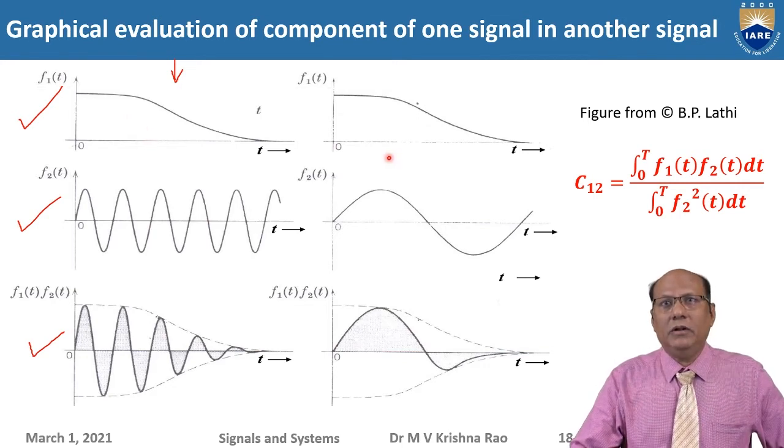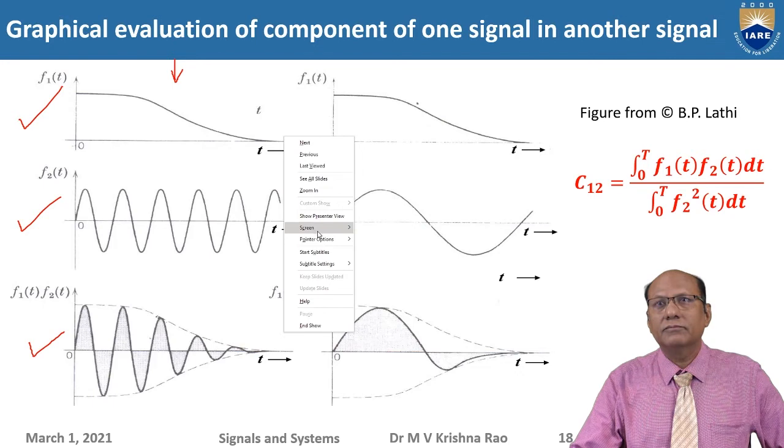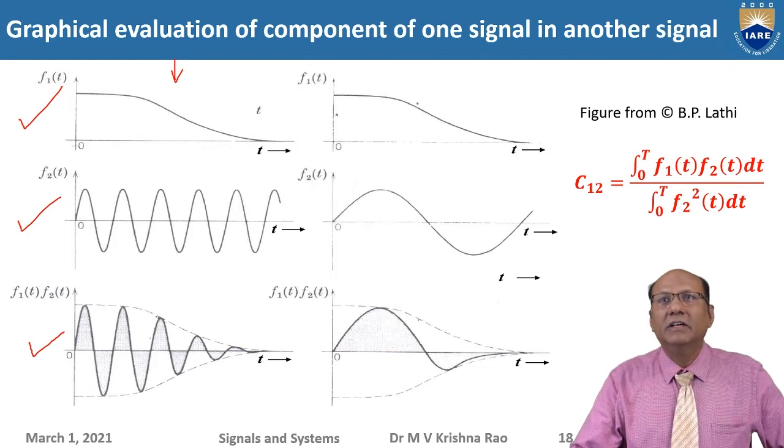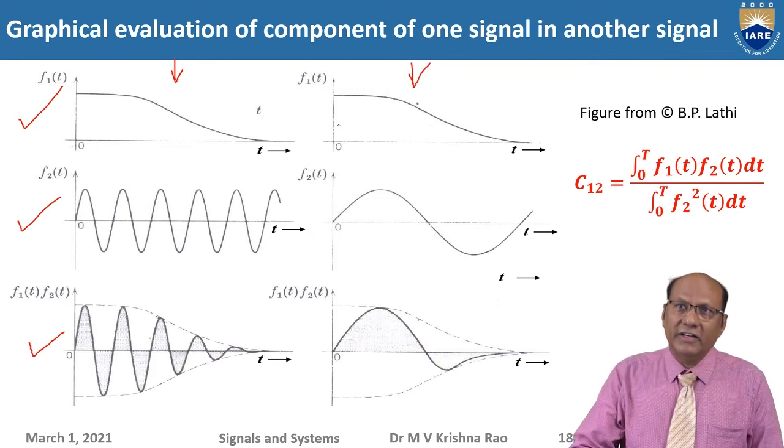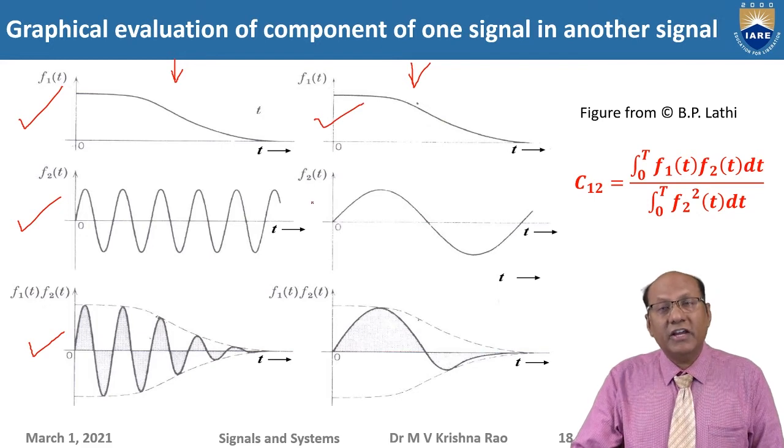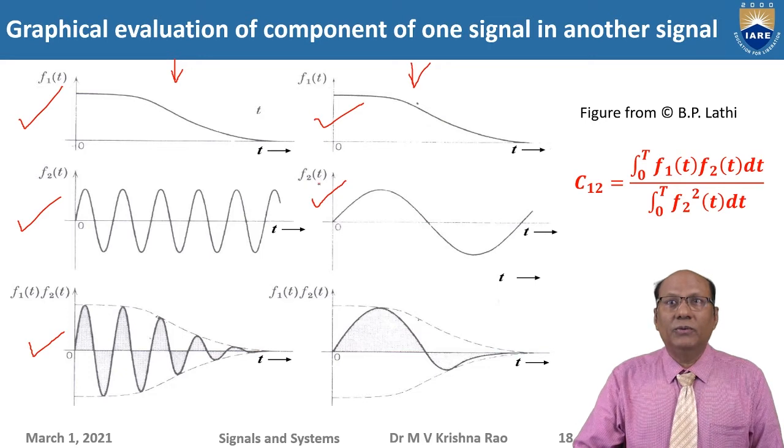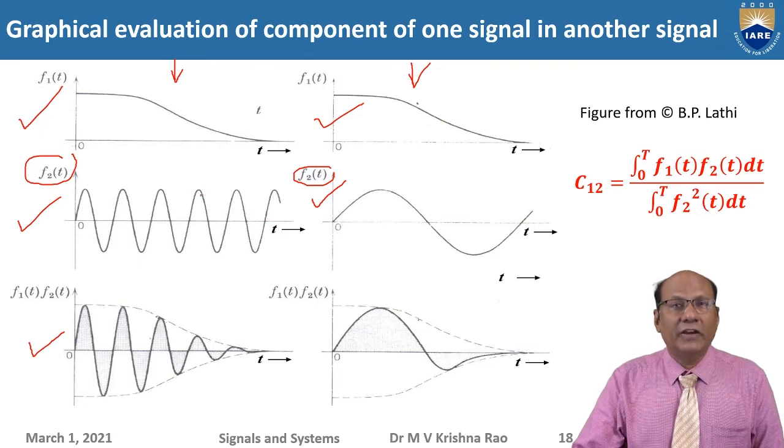Now let us consider the right hand side set of signals. Same given signal F1, and this time I want to approximate F1 with another signal F2. What is the difference between this F2 and this F2? What is the difference between these two F2s? There are so many oscillations in the same scale. So this is a high frequency sine wave. This is a low frequency sine wave.